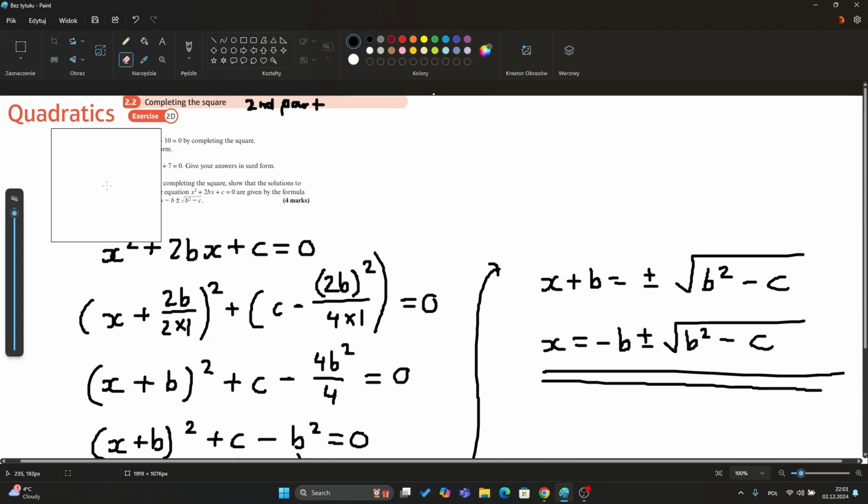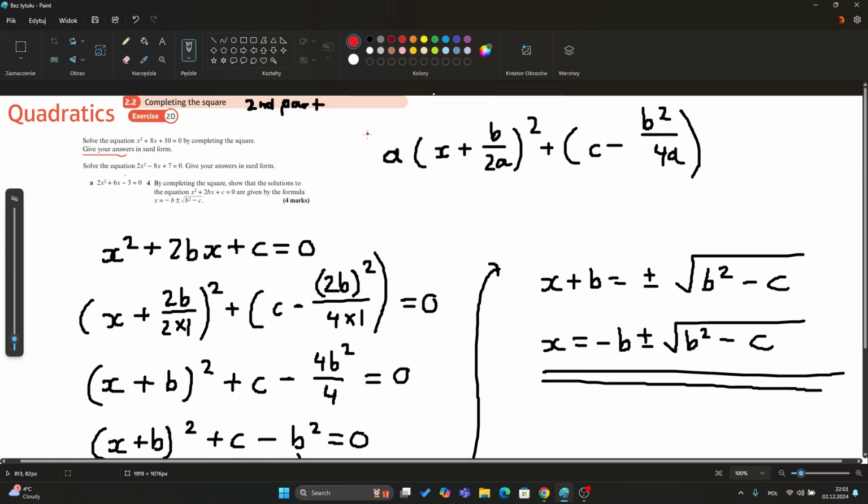So now you should be able to do the second part of completing the square on exercise 2D, and what we keep using is the formula.